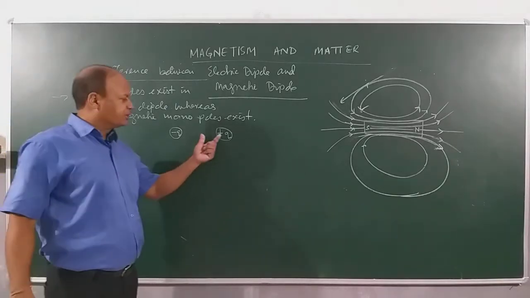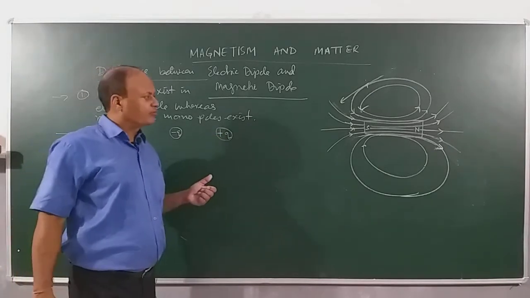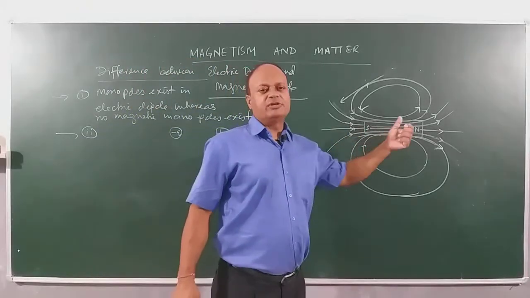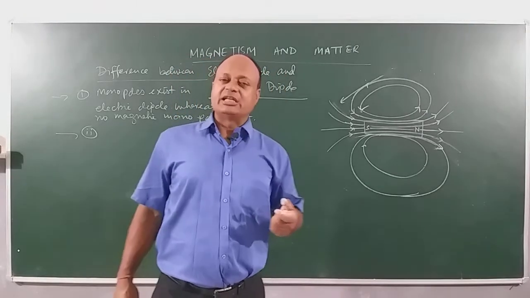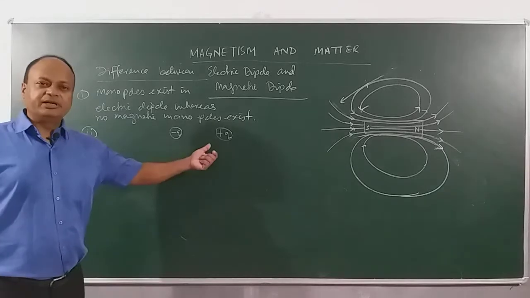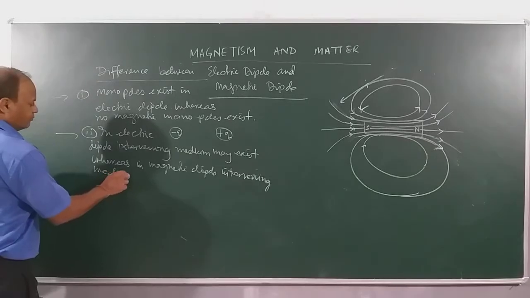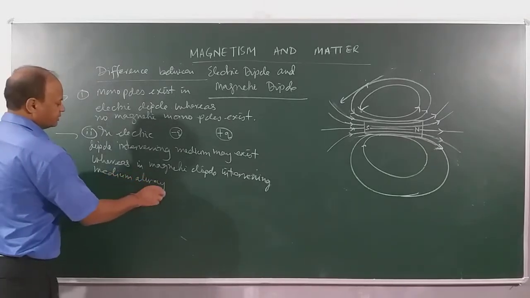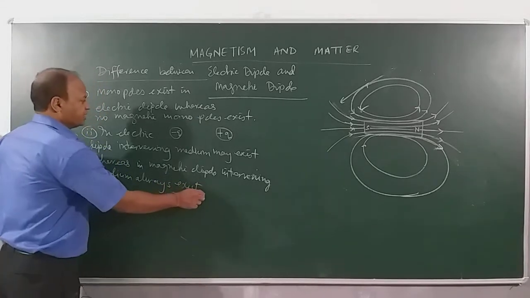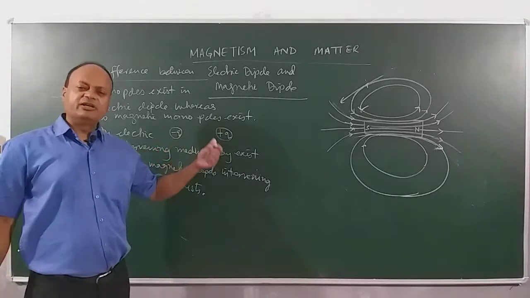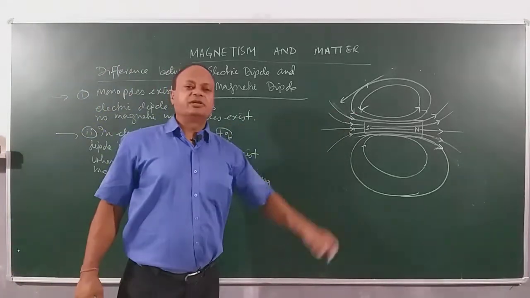Now the second point, children. In the case of electric dipoles, you can see there is no medium, right? They are separated by air or free space. But in the case of a magnetic dipole, there is always a medium. Very important difference. In the case of an electric dipole, there may not be an intervening medium, but in the case of a magnetic dipole, there is always an intervening medium. So we saw this important point that in an electric dipole, an intervening medium is not necessary. There could be vacuum between these two because they are already isolated. But in this case, there is always an intervening medium, right?